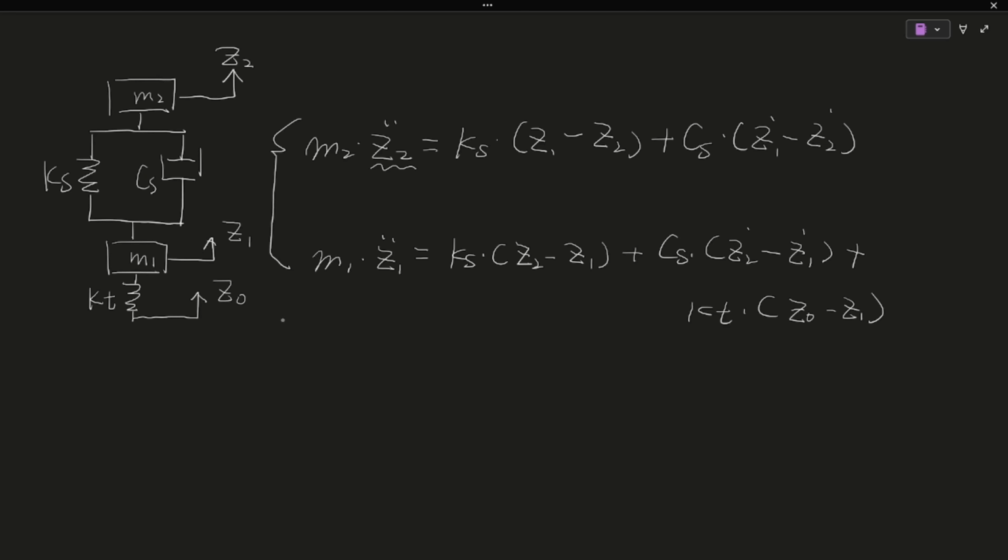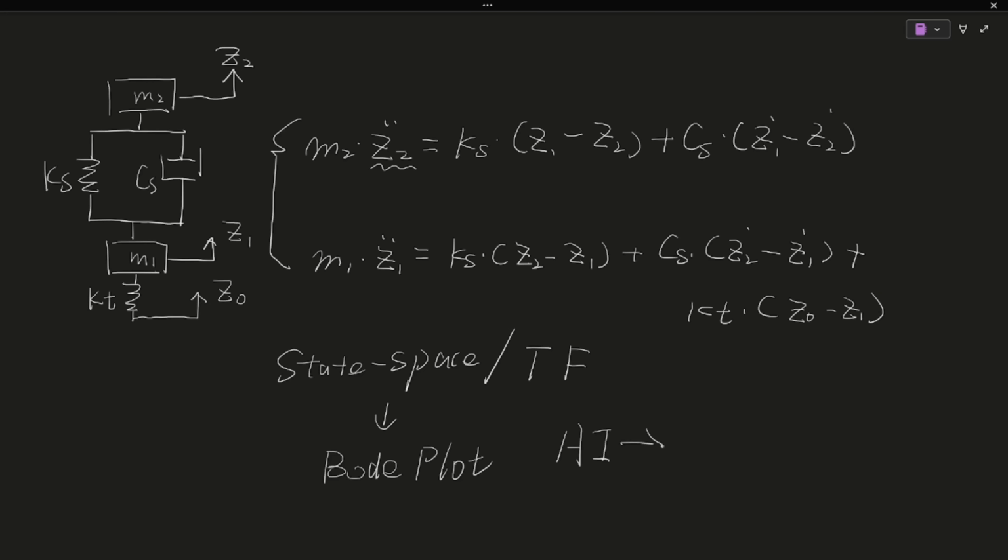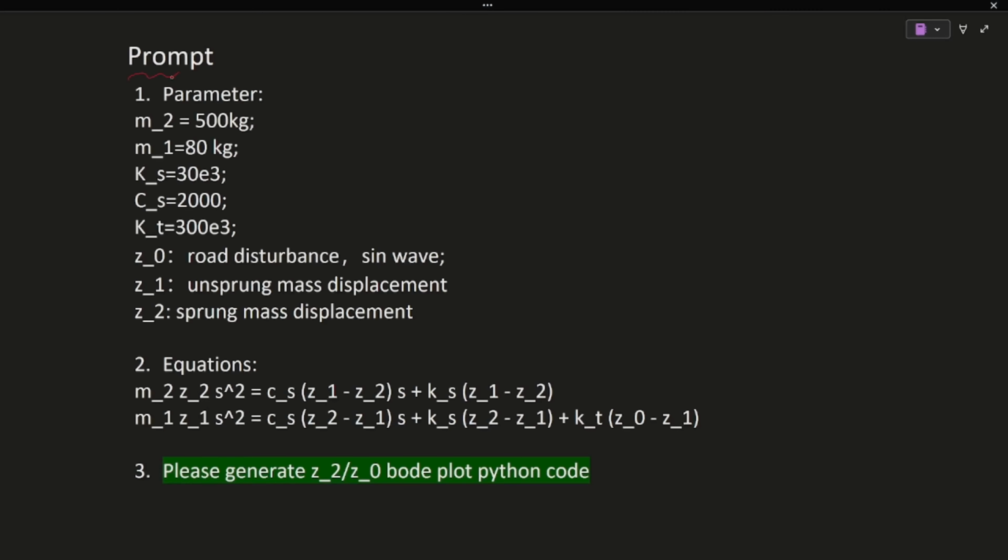In the past, we usually used these equations and transformed them into state space or transfer function, and then we could generate Bode plot. But now we have AI. We will use AI to generate Python code or MATLAB. Then we can generate this Bode plot. Here is the prompt to AI.